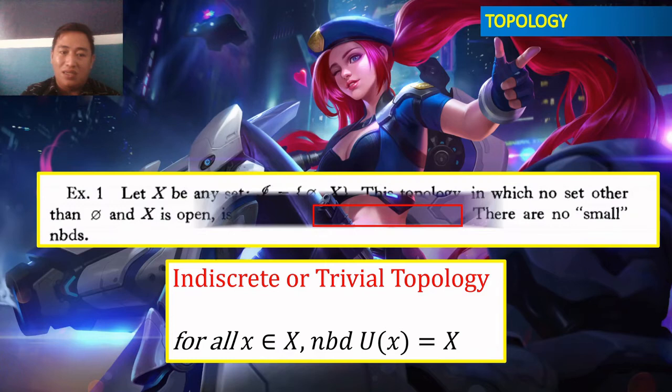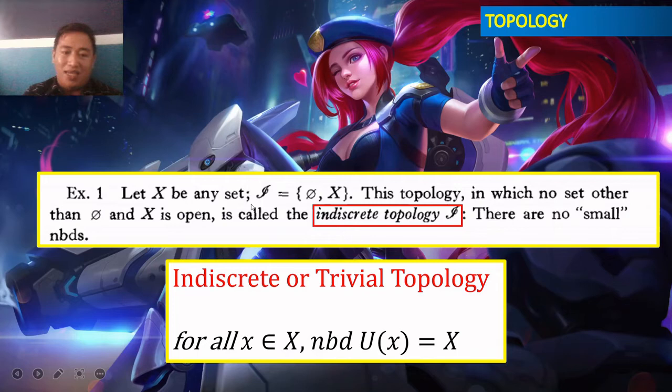Okay, now examples on neighborhoods. Let X be any set. What if this is the topology script I, which is just equal to the empty set and X? It has only two elements, the empty set and X. So this topology in which no set other than the empty set and X is open is called the indiscrete topology, script I. It satisfies the properties of a topology: the intersection gives the empty set and the union gives X.